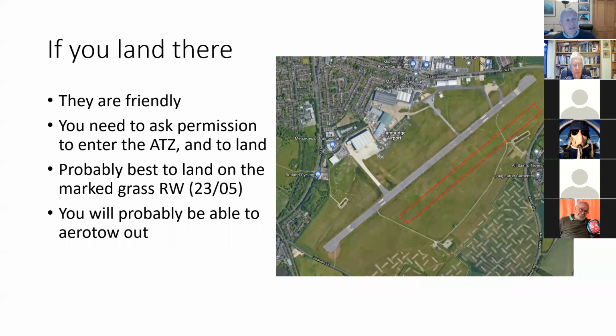If you are going to land, it's probably best to land on the grass. So this is the main runway 23/05. But there's a grass runway here, which is a bit more difficult to see in this image, but I've outlined it in red. And you would want to land on that because that isn't used much. So you could land on that, push your glider off. It wouldn't be a problem. You'll probably be able to air tow out.